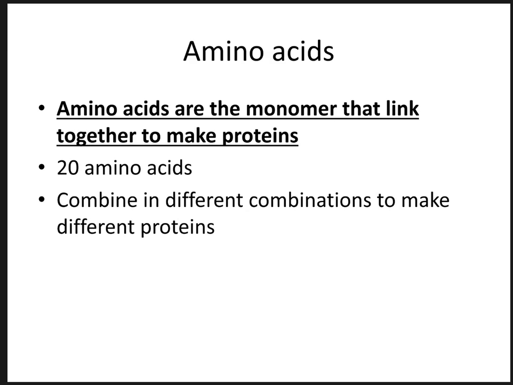The monomer of a protein is an amino acid. Those are the individual little pieces that link together to make the larger molecule called a protein. There are 20 different amino acids, and different combinations of those mix together and make all the different proteins that we have.